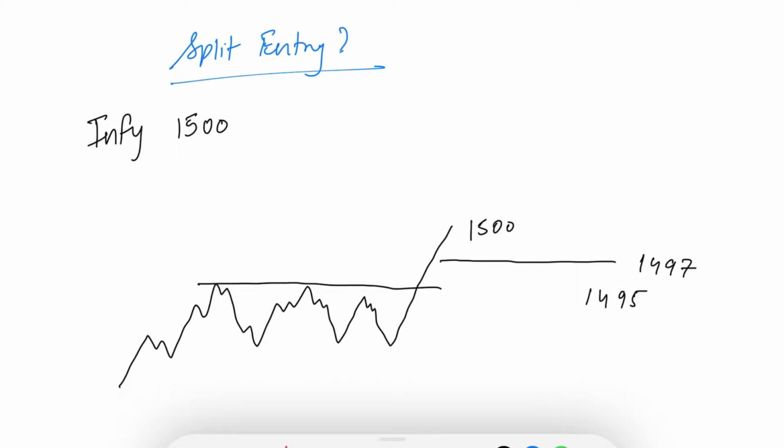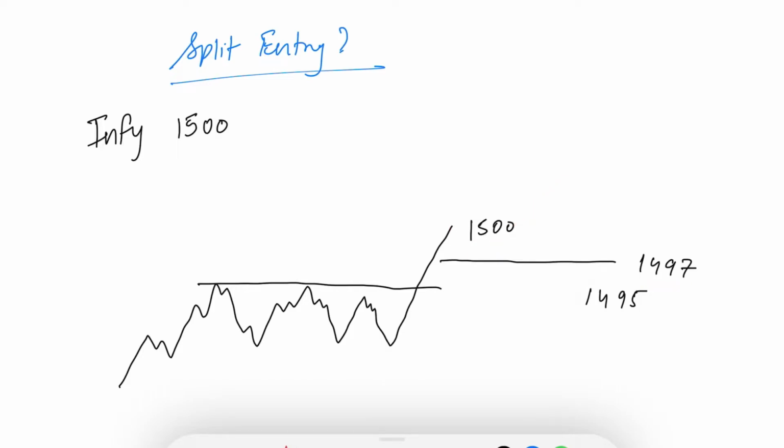So let's say the market comes back down just a little bit, takes you in, and then starts shooting up. So what happens in this case? If you had not entered in split entry points, if you had just put your entry at 1495, you would have completely missed out on the breakout that was there in Infosys. But because you went with the split entry, at least half of your quantities got executed and you are able to make something out of the breakout that you saw in Infosys.